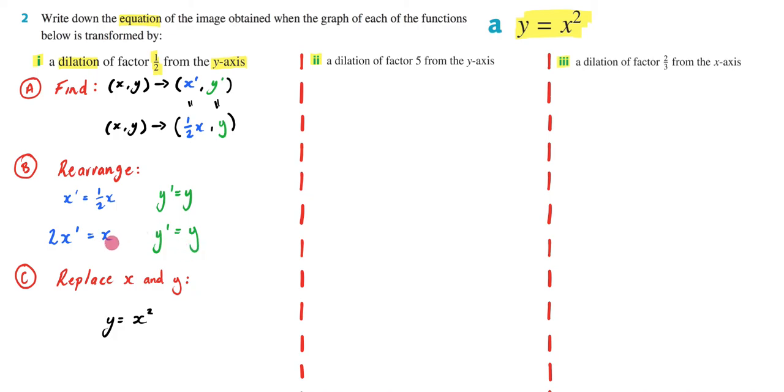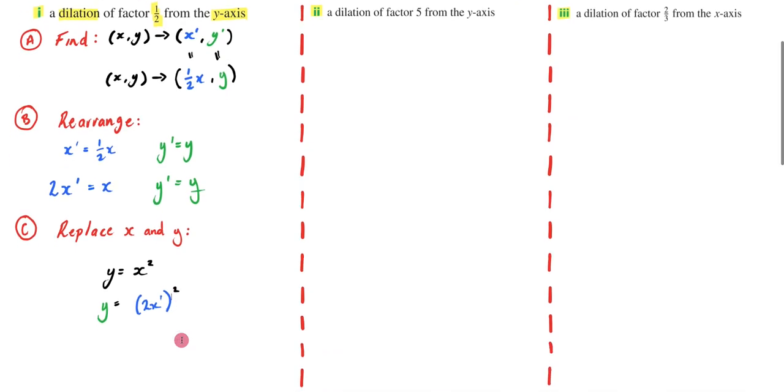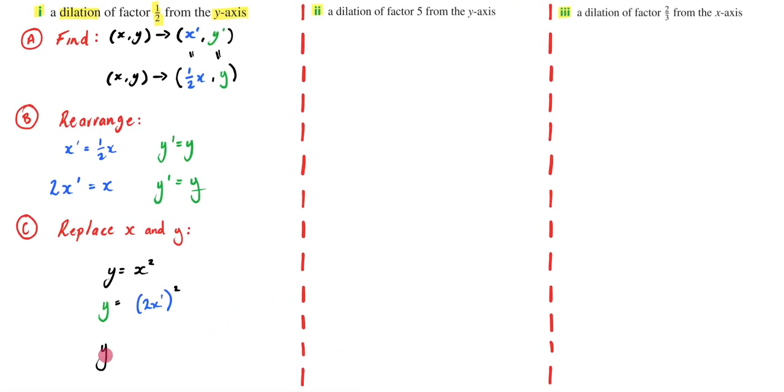So now that we have x and y, we now come to our third step, which I'm calling replace x and y. So here's our original graph, y equals x squared, and in the y spot, we're going to put in, well, just y. And in my x spot, I'm going to put in 2x dash, and I'm going to square that. So now my last step will be, well, my answer is going to be y equals 4x squared. And that's going to be my answer.